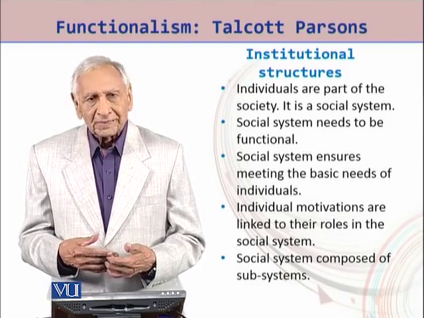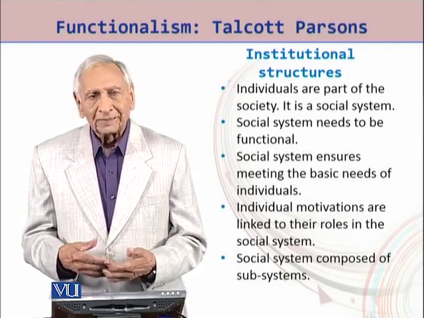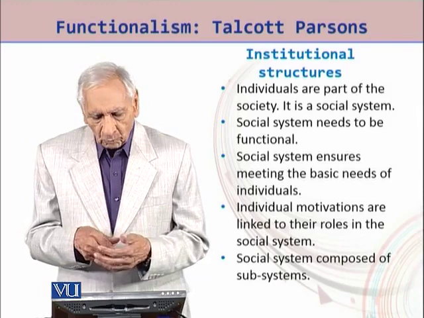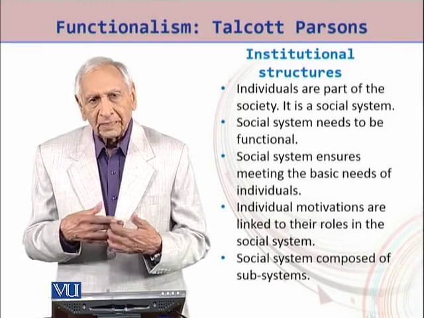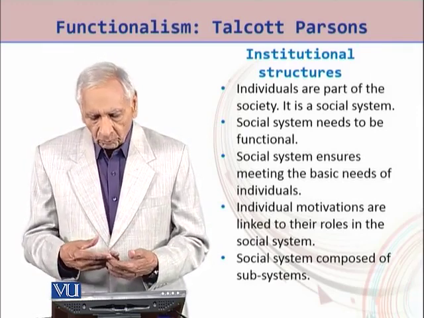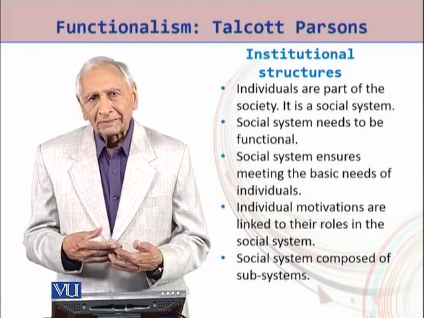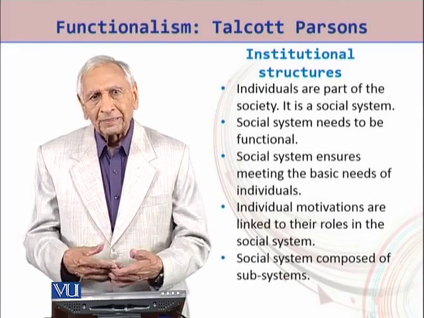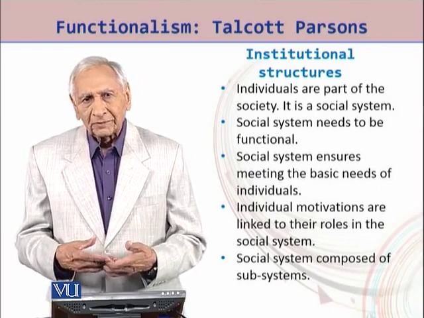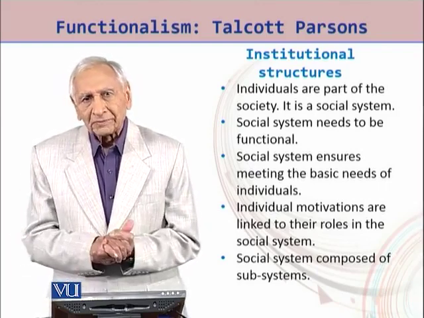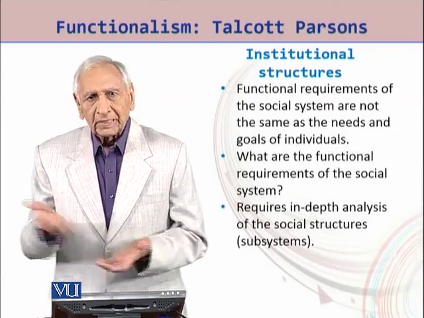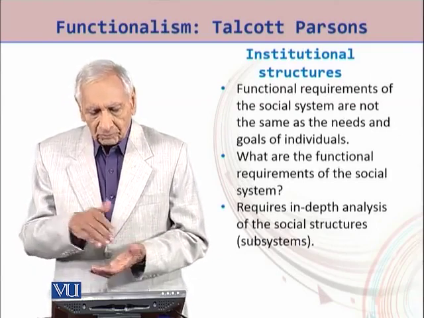It has to be meeting the needs and requirements of the society. Therefore, we see that the social system ensures meeting the basic needs of individuals. Now, these individuals have their own likes and dislikes. They have their motivations, and in order to meet their needs, they perform certain roles. These roles are performed in that particular social system in accordance with the requirements or needs of that system. Now, that social system is composed of subsystems, just like the personality system, cultural system and social systems.